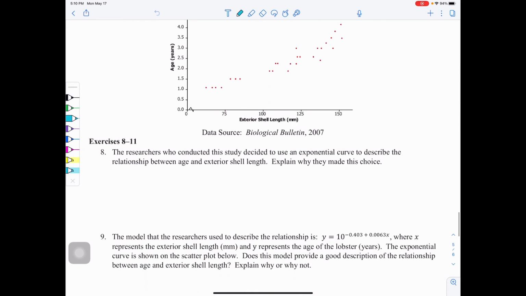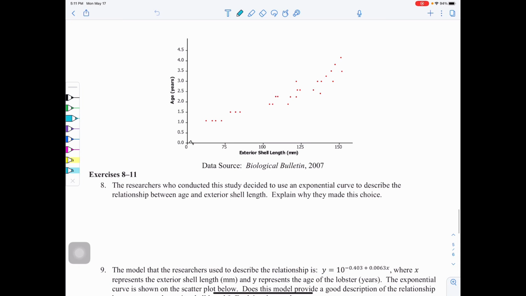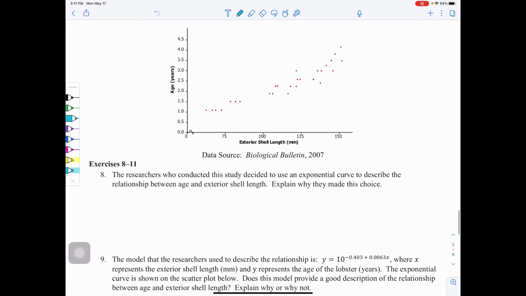Question 8 says the researchers who conducted this study decided to use an exponential curve to describe the relationship between age and exterior shell length. Explain why they made this choice. So what's the overall characteristics of an exponential model? Well, this one is increasing, but not at a constant rate because it's not a straight line. So we're seeing a slow increase to start, and then as it continues to increase, it increases more rapidly towards the bottom, which is why you see that sharp turn that goes upwards much faster than earlier. So that's what we have to explain.